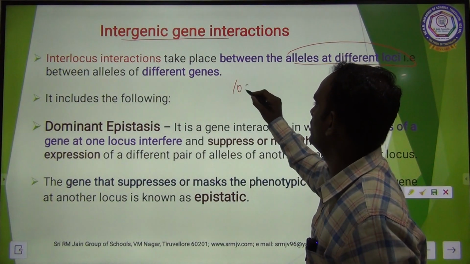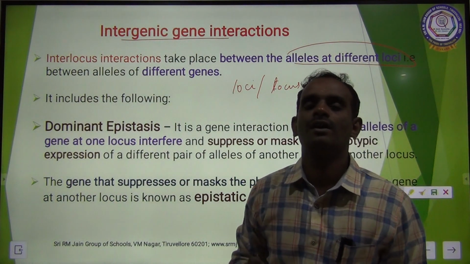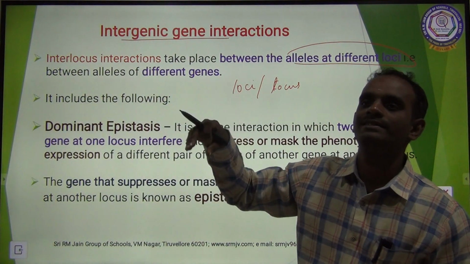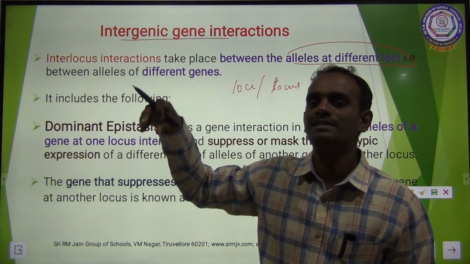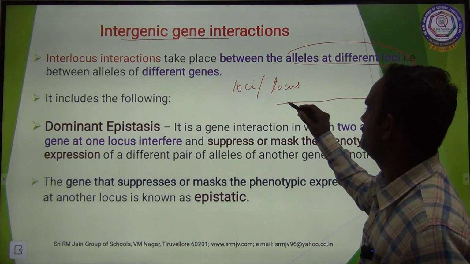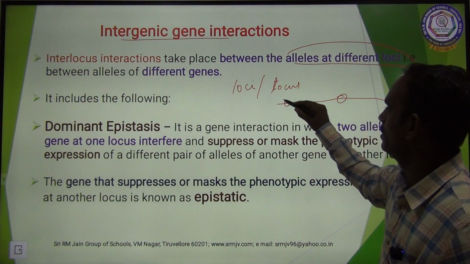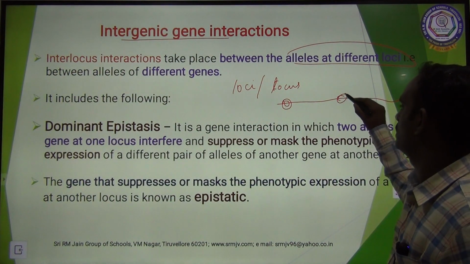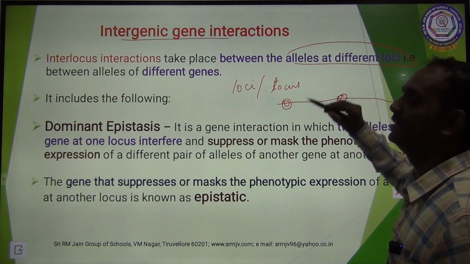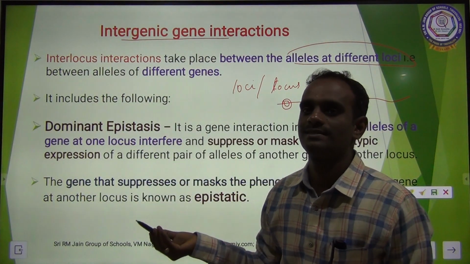What is the meaning of locus or loci, children? Locus means the place where the gene is situated, the distance where the gene is present. So, this is a long chromosome. One gene is present here, another gene is present here. This is called the locus of one gene. This is the locus of another gene. Clear, children? So, the interaction between the alleles of different loci means different loci, different distance.